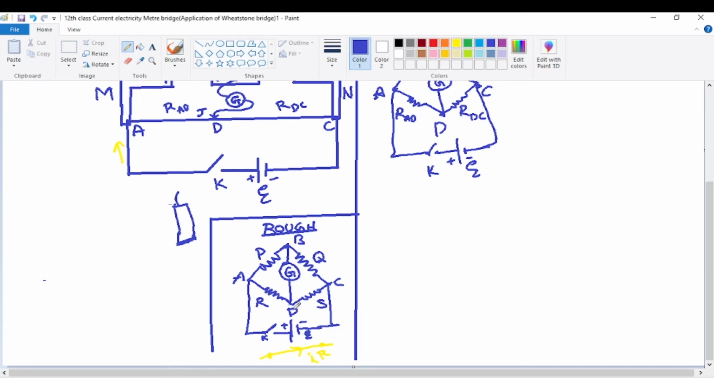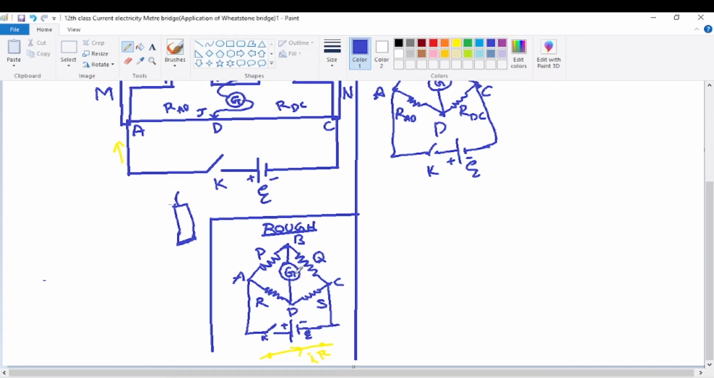So as current is flowing from A to D and D to C here, in this direction potential is decreasing. This is 100 volts, this is 0 volts we have taken. So 90, 80, like that it will decrease. At some point D, the potential will be 50 volts, the same as B. Then potential at B and D are equal, which means the potential difference between B and D will be 0. So then current in the galvanometer will be 0. Current in the galvanometer being 0 means the bridge is said to be balanced.